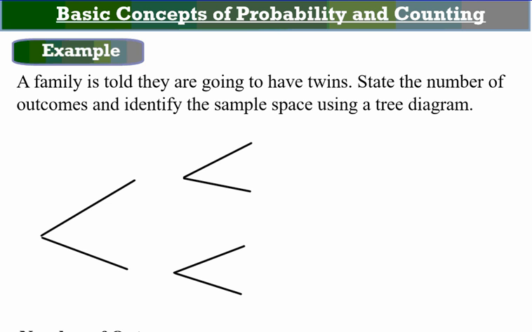We're going to start by making what are known as a tree diagram. So here's the situation. A family is told they're going to have twins, state the number of outcomes, and identify the sample space using a tree diagram.